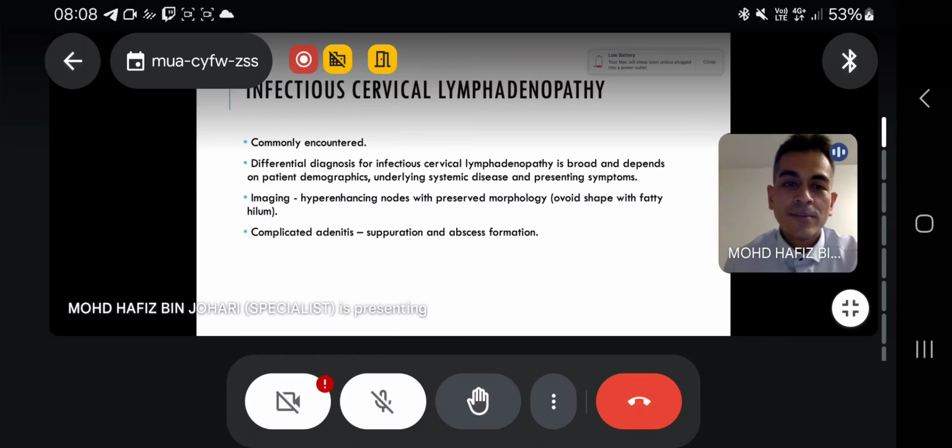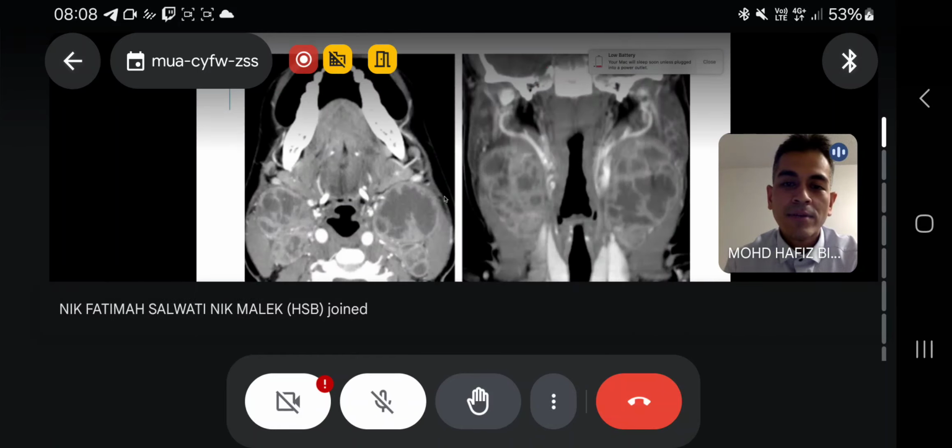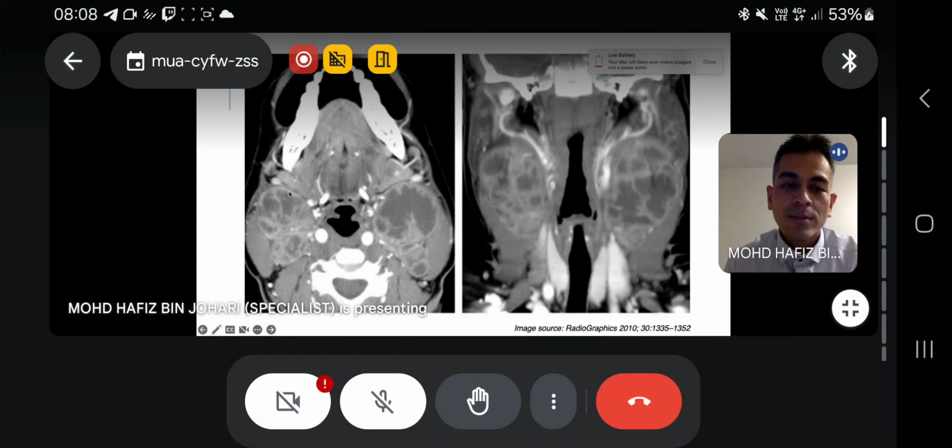Infectious cervical lymphadenopathy is commonly encountered. So when we see this, we know that these are bilaterally enlarged necrotic cervical lymph nodes. For example, this one is caused by tuberculosis. We commonly see it in Malaysia, but it's not really common elsewhere. When we see this, I think it's quite straightforward. We can say that this is infective, given the correct clinical setting and history.